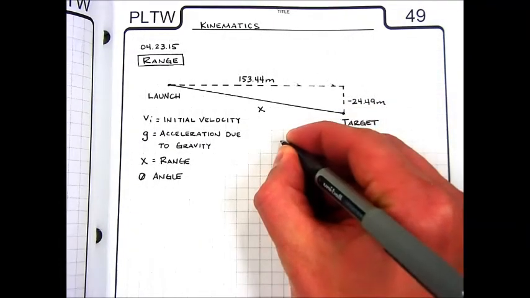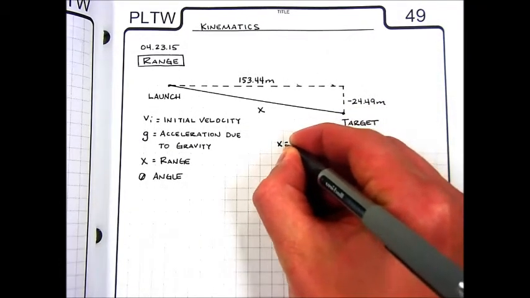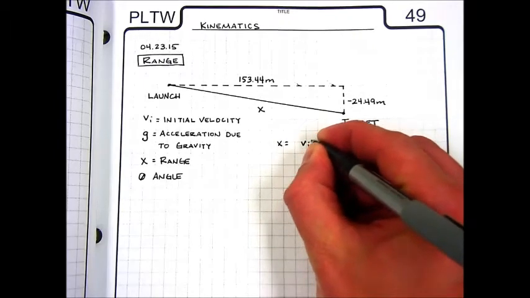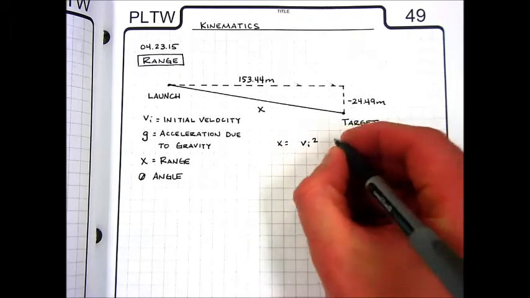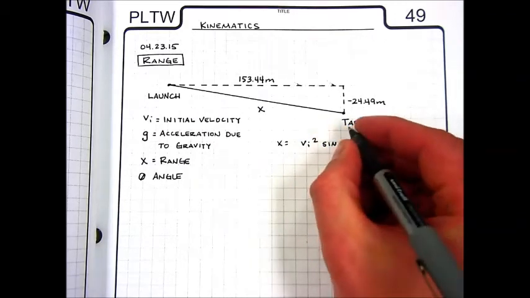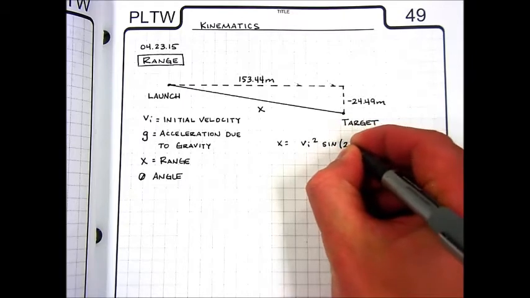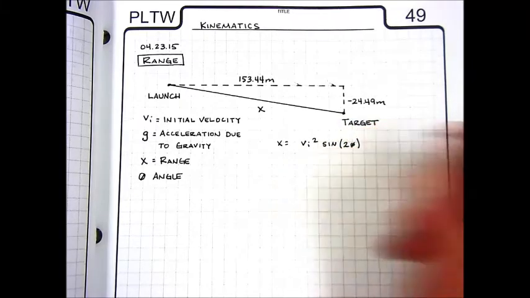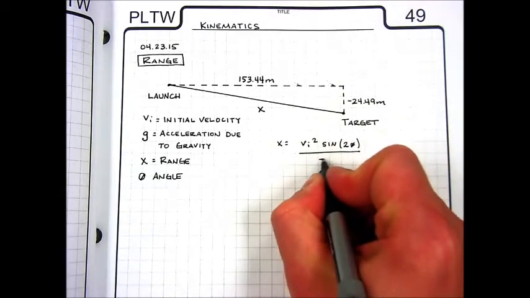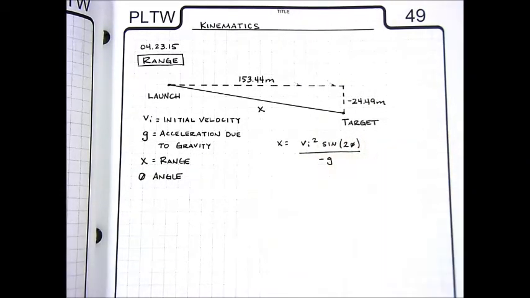And so the range formula is range is equal to initial velocity squared times the sine of 2 theta divided by acceleration due to gravity. All right, so that's the first way.